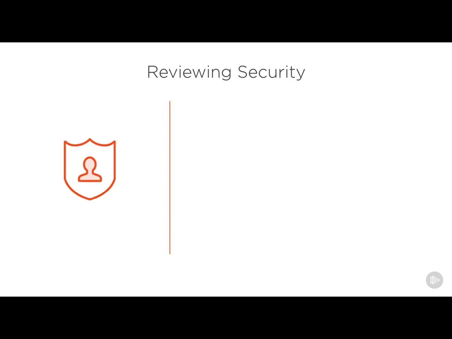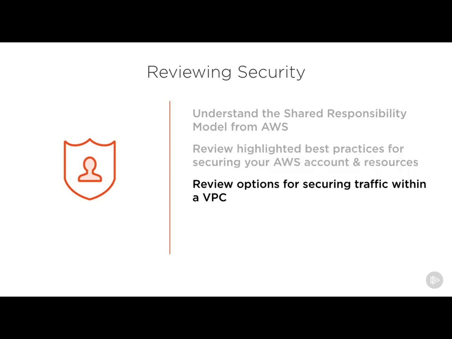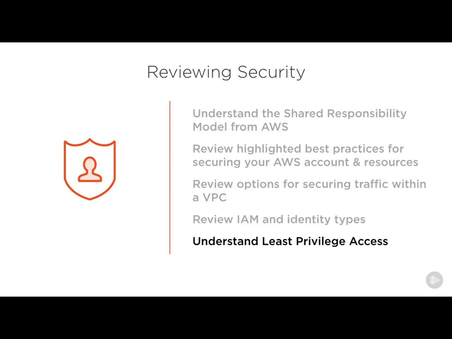Then let's look at security. So within security, you first need to understand the shared responsibility model from AWS that we covered in this course. We also need to review the highlighted best practices for securing your account. Then we need to review the options for securing traffic within a VPC. And this is when we look at concepts like EC2 security groups and access control lists for VPCs. We also need to understand IAM and the different identity types, and also understand the principle of least privilege access.